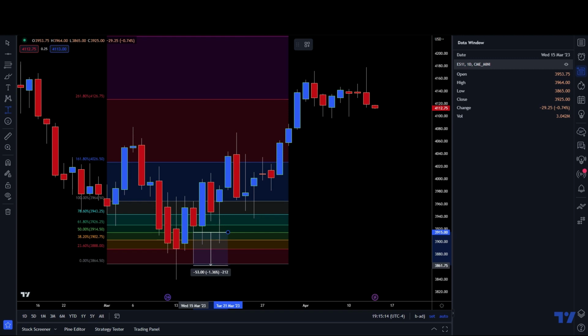So you risk 50. I actually like to risk 30. I don't really like to go down to 50. I'll risk 30 points, right? And then I'll put my limit order at 60 points. Don't be greedy. When the market hits 60 points, just get out.